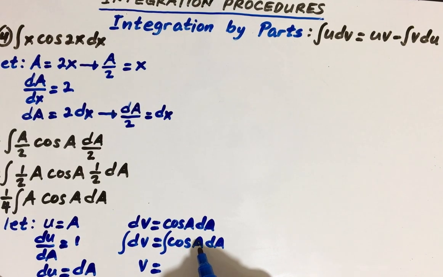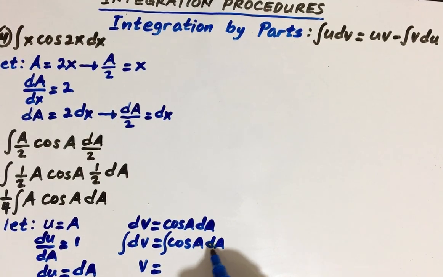So cosine u, where u is equal to a, then look at the differential here. Is it the perfect differential of u? If our u is equal to a, then the differential of a is equal to dA. So exactly, it is the dA, the differential of this a here. Alright, so we can use the formula.